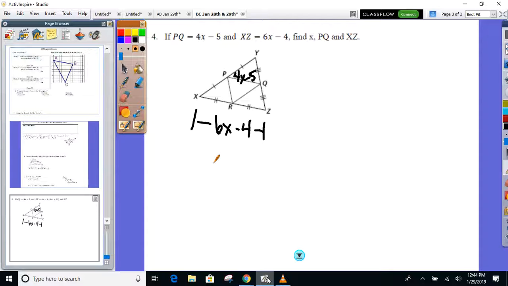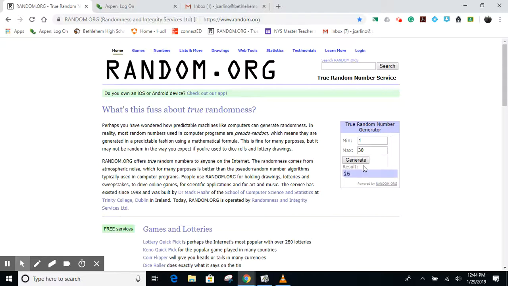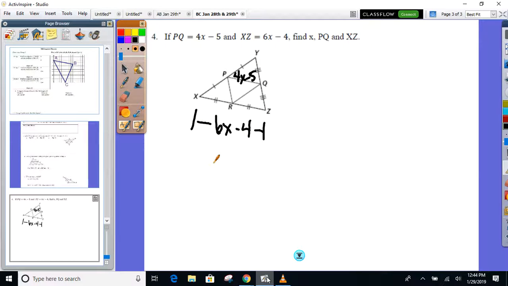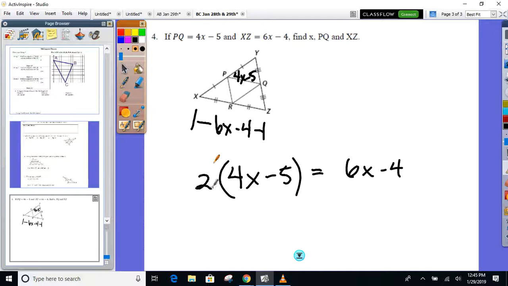Perfect. Parallel to the third side, and what about its length? Half the length of the third side. So I think we ended class yesterday by saying that they are obviously not equal, but you could adjust it by multiplying 4x minus 5 times 2, or if you didn't like that, you can multiply the 6x minus 4 by a half. So you do your distribution.